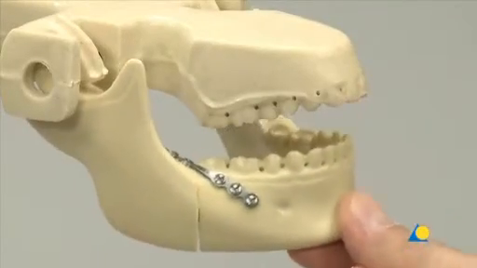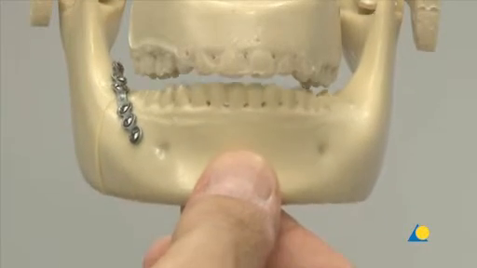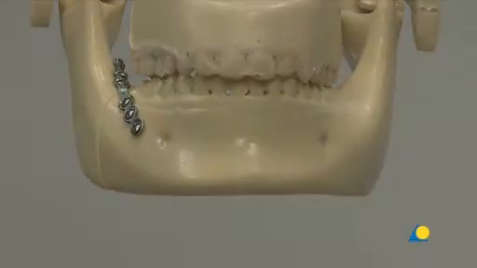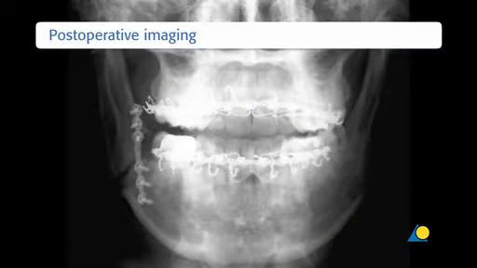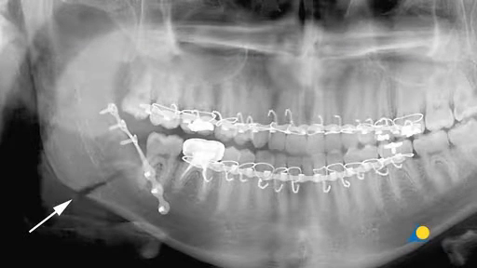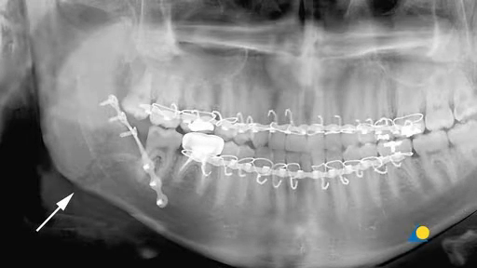The fixation of the mandibular angle fracture is now complete, and the mandible is functionally stable. The post-operative X-rays show the clinical result. With this type of fixation, a gap at the inferior border is acceptable. As the functional load starts acting on the mandible, the gap will close.